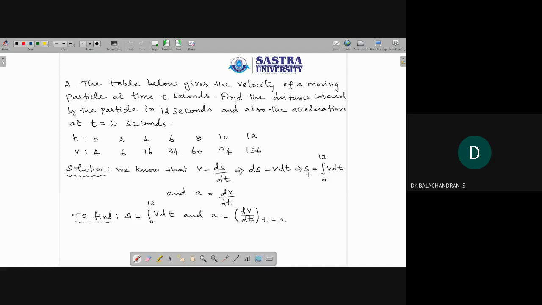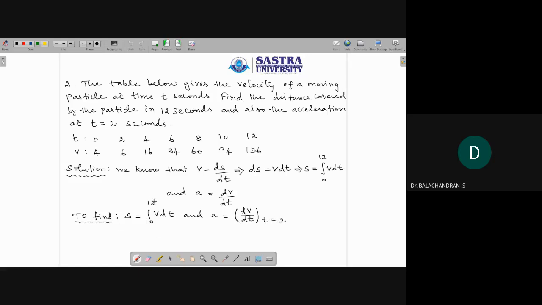So to find s, we need to use numerical integration. To find acceleration, we need to differentiate v. So in this problem, you need to apply both numerical differentiation and numerical integration. So s equals integral 0 to 12 of v dt, and acceleration is nothing but dv by dt. We need to find two things: one is the distance covered by the particle in 12 seconds, that is 0 to 12, and acceleration at t equal to 2, dv by dt at t equal to 2.